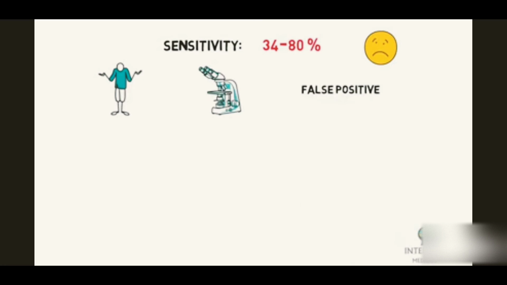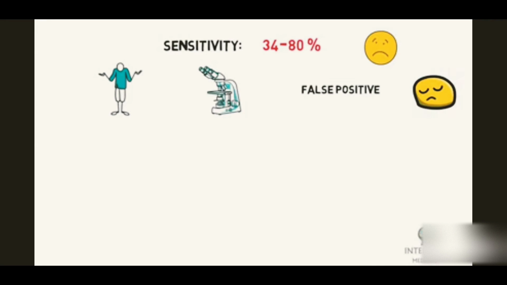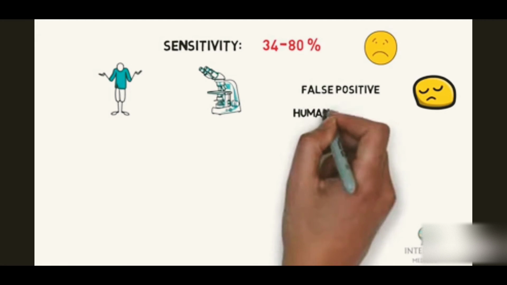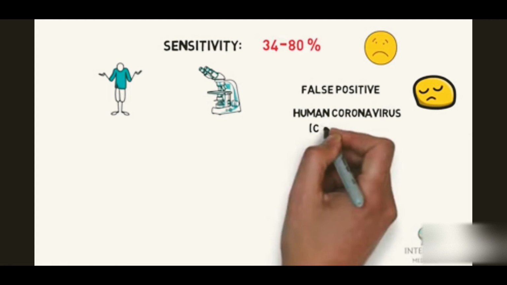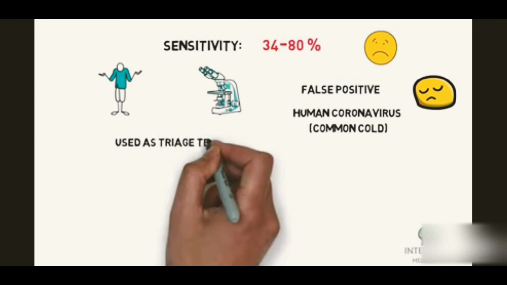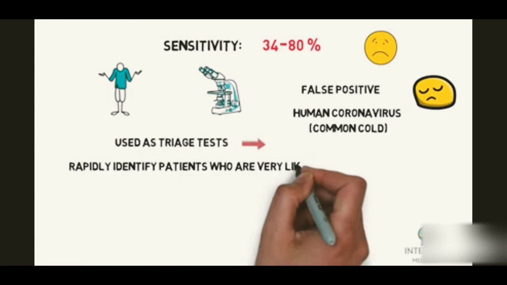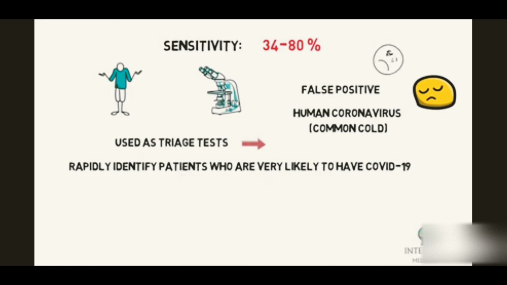Additionally, false positive results, that is, a test showing that a person is infected when they are not, could occur if the antibodies on the test strips also recognize antigens of viruses other than COVID-19, such as from human coronaviruses that cause the common cold. These tests could potentially be used as a triage test to rapidly identify patients who are very likely to have COVID-19, reducing or eliminating the need for expensive molecular confirmatory testing.